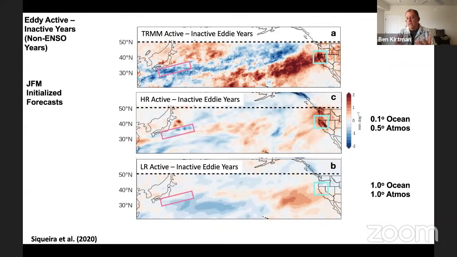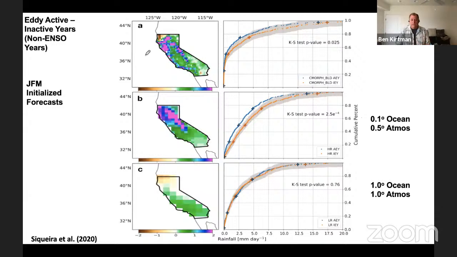What you can see is I'm trying to highlight this downstream effect over California, really enhanced rainfall associated with how active the eddies are in the Kuroshio extension versus years that they're inactive. You get a big signal downstream. And this is just zeroing in on California. The top panel is CMORPH data, and the middle panel is the high resolution model.